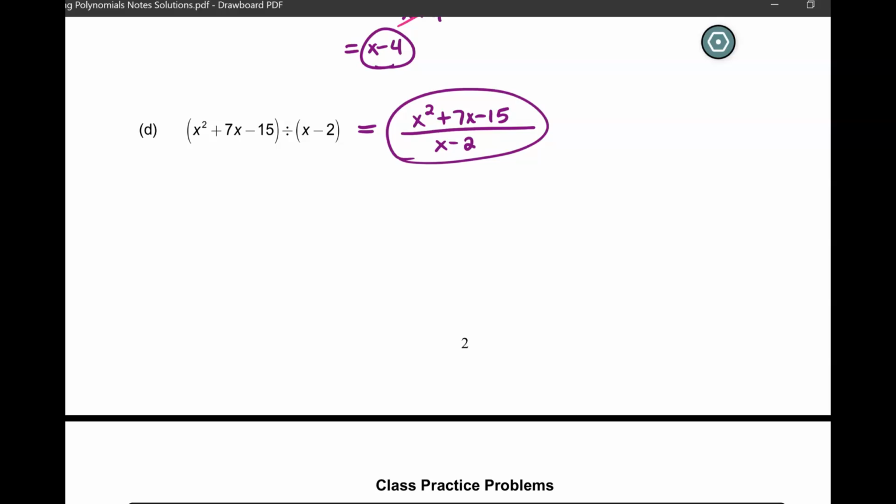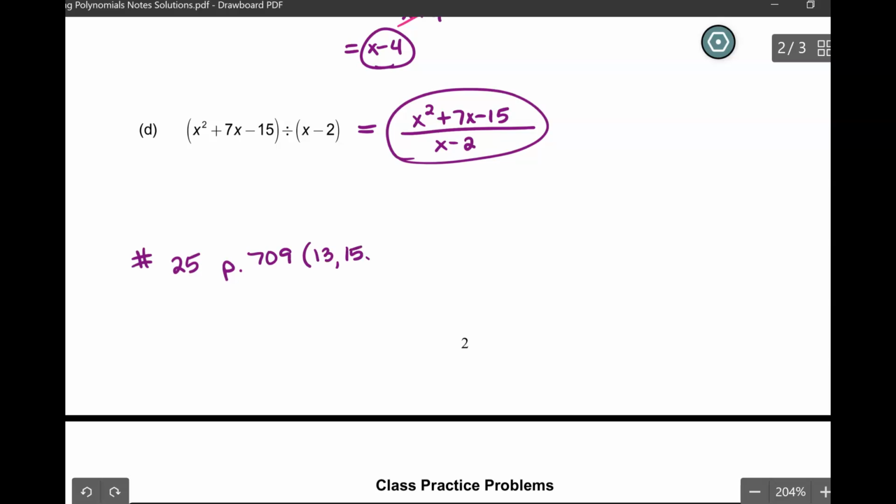So at this point, if you feel like you can go on and do the homework and you don't need more practice, go ahead and stop the recording and work on the homework, which I'm going to list. This is assignment number 25, and it's going to be page 709. It's going to be 13, 15, 19, 21, 23, 25, 27, 51, and 53.